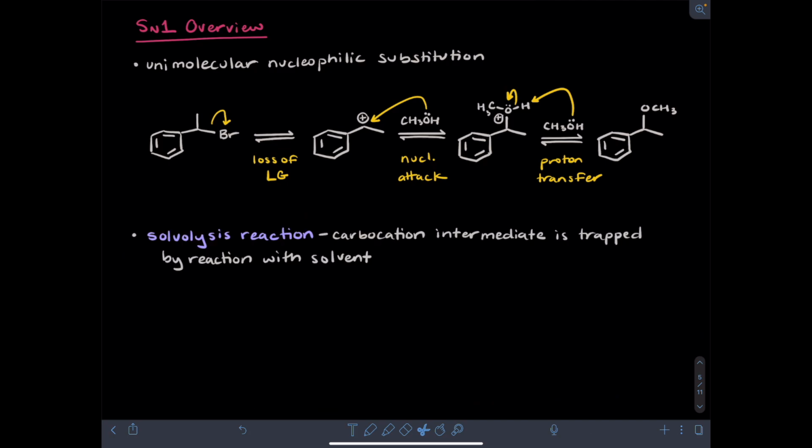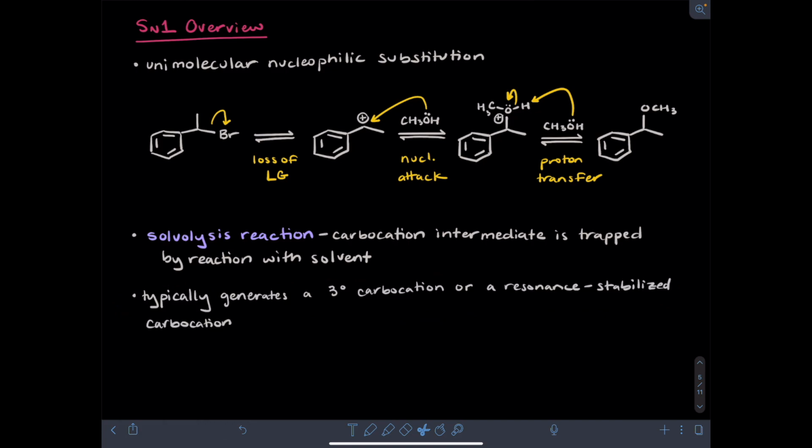If in the SN1 mechanism the carbocation intermediate reacts with a solvent molecule, this is known as a solvolysis reaction. Electrophiles that generate tertiary carbocations or resonance-stabilized carbocations are typical of these reactions. And the nucleophiles in SN1 reactions could either be anionic or they could be neutral. Often it will be a neutral solvent molecule that acts in this role.